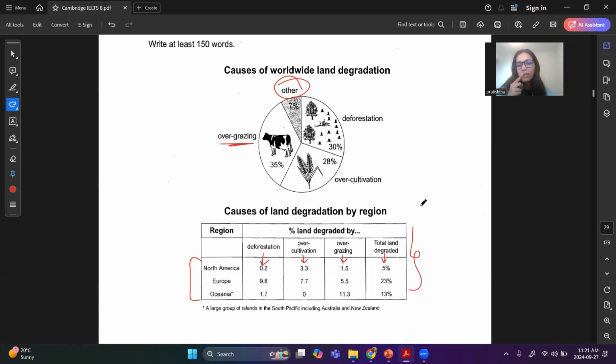You just have to talk about the first pictorial representation, which is of the different causes by percentage, while the second picture represents the causes of land degradation by region. So which region has how much total land degradation and through what causes out of it. So that's what you have to explain.